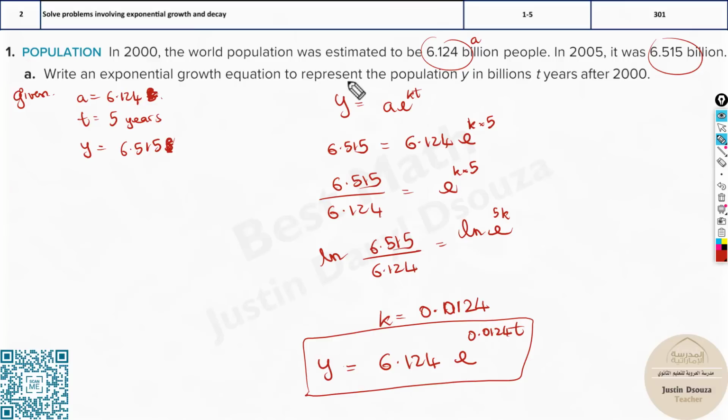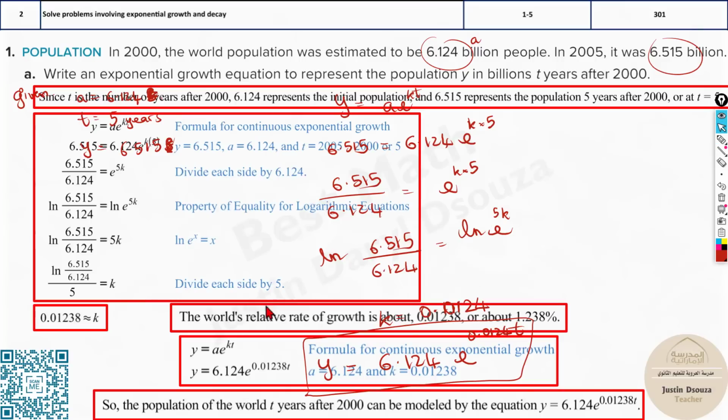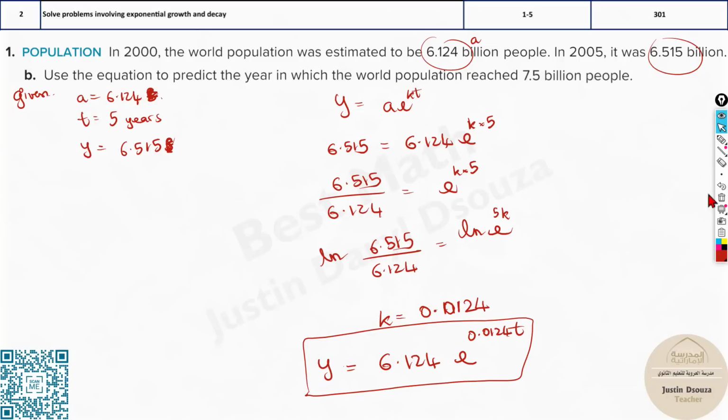The k value was not known, so we did the formula, we substituted all the given and found the k, and then we got this. So that's the part A1. And you can see over here, that's the answer. Now we can leave that. Let's go to the part B.